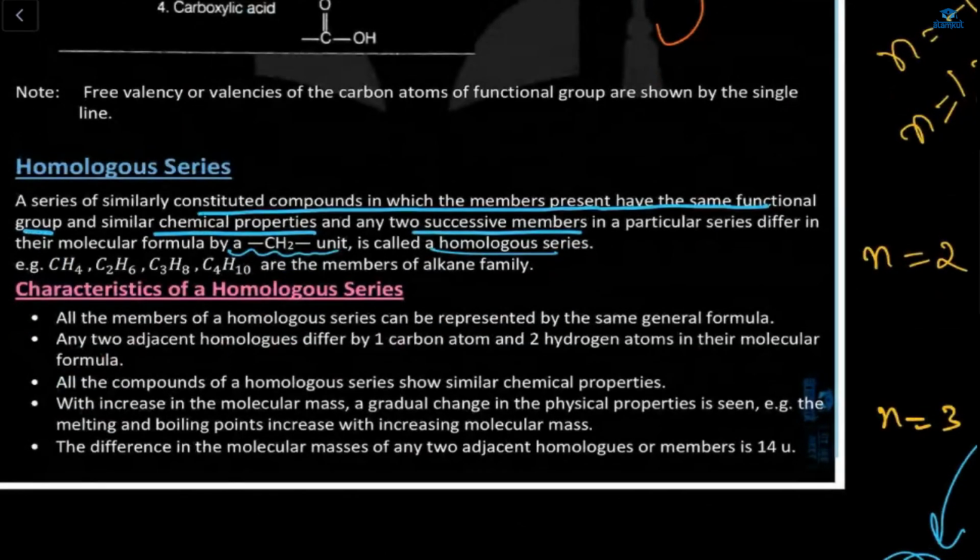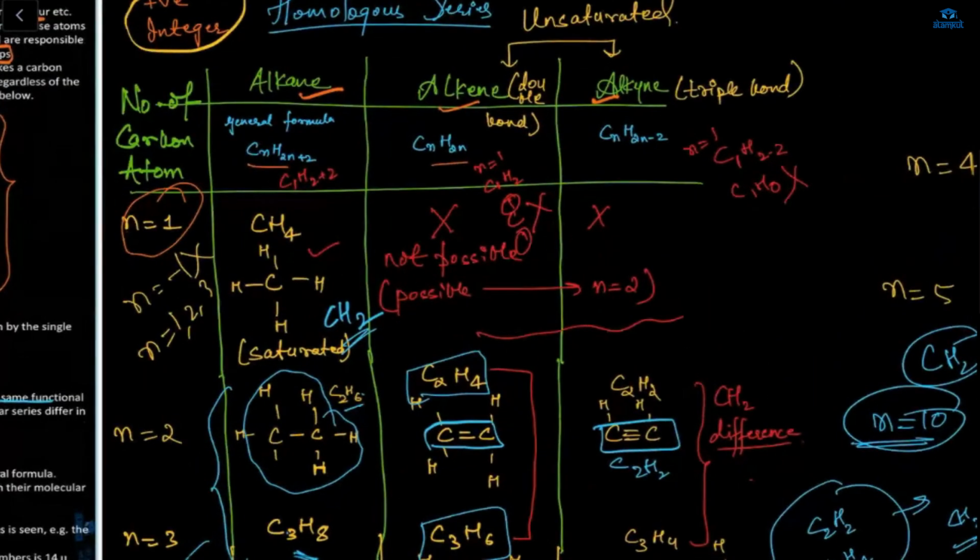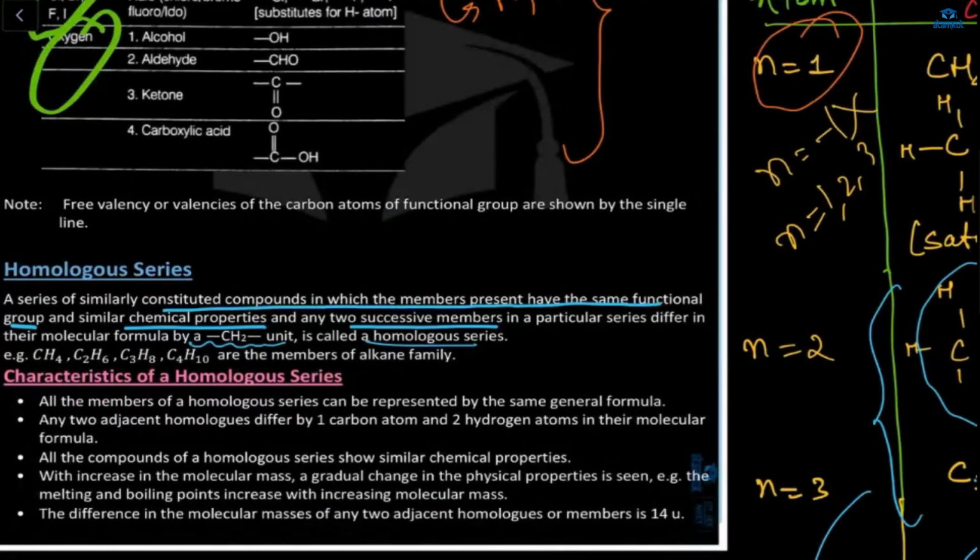What is a homologous series? Here we discussed homologous series. In the alkene and alkyne part, n equals 1 is never possible. This is a series of similarly constituted compounds in which the members have the same functional group and similar properties, with a difference of CH2.